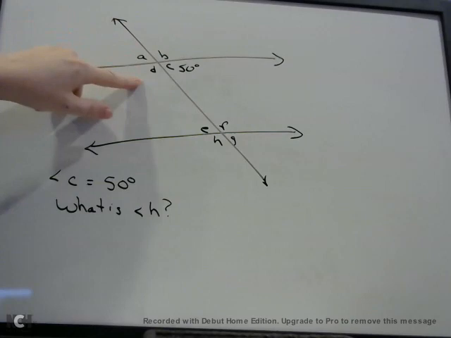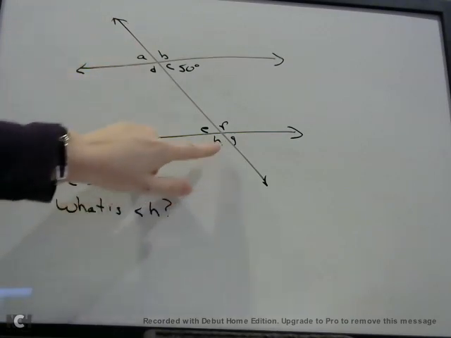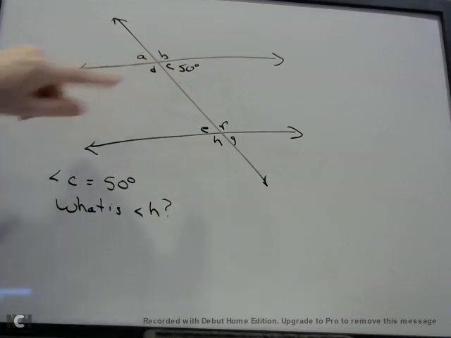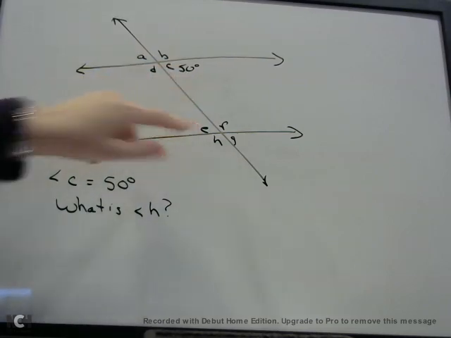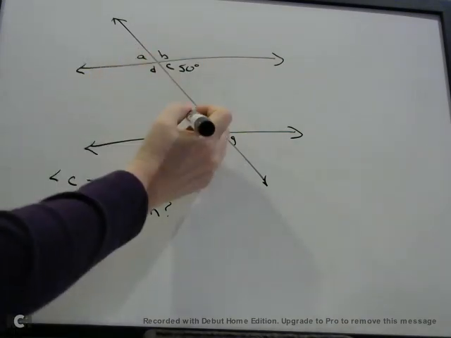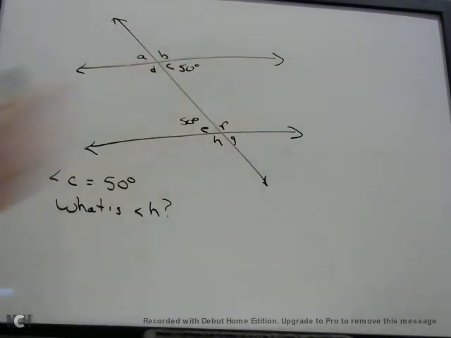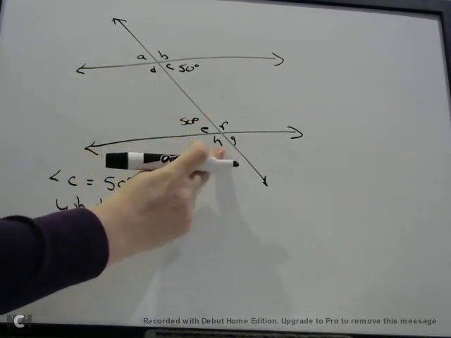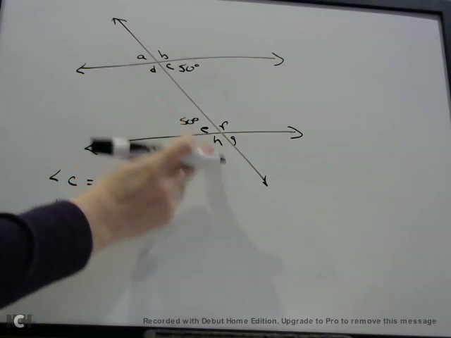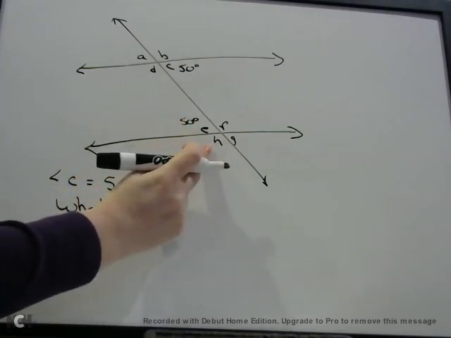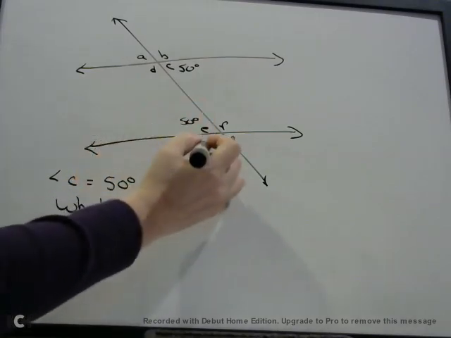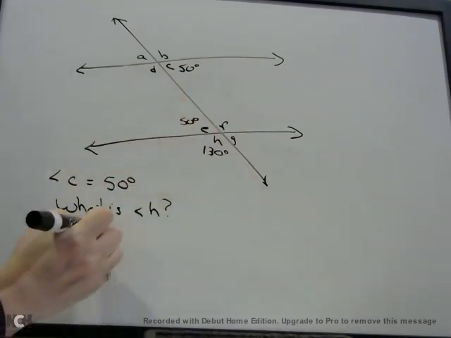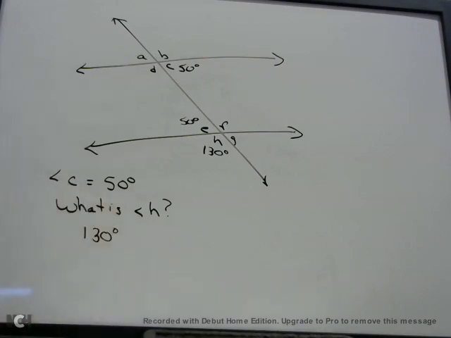We can find all these other angles, but we don't need to in this problem because they're asking us what is angle H. So we need to remember these are two parallel lines, so angle C and angle E are the same. So we automatically know angle E is 50 degrees. Once we know angle E is 50 degrees, angle H has to be supplementary because this is a line. So E and H have to equal 180 degrees. 180 minus 50 is 130 degrees. So what is angle H? 130 degrees.